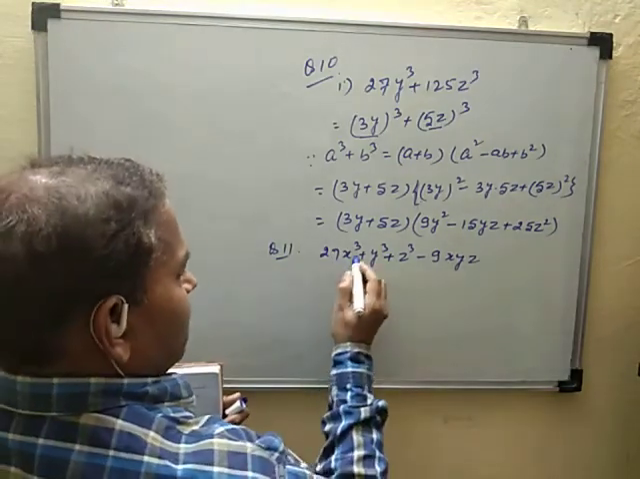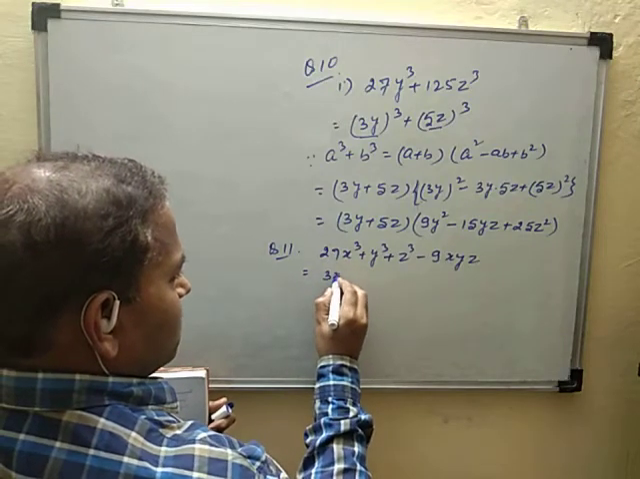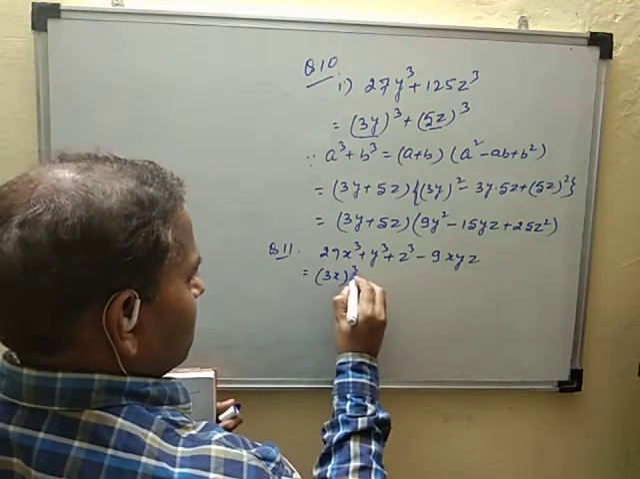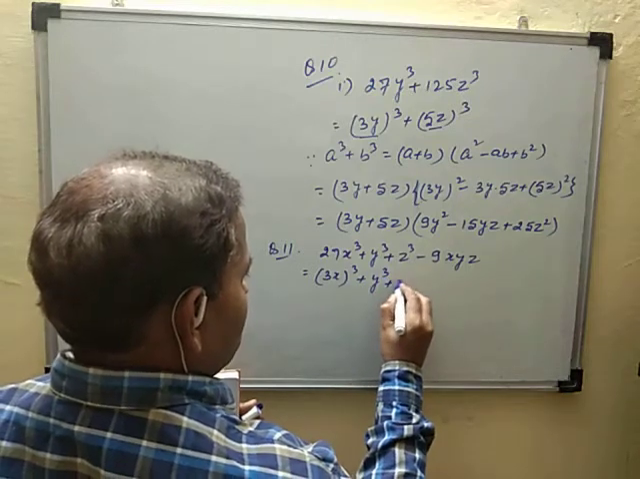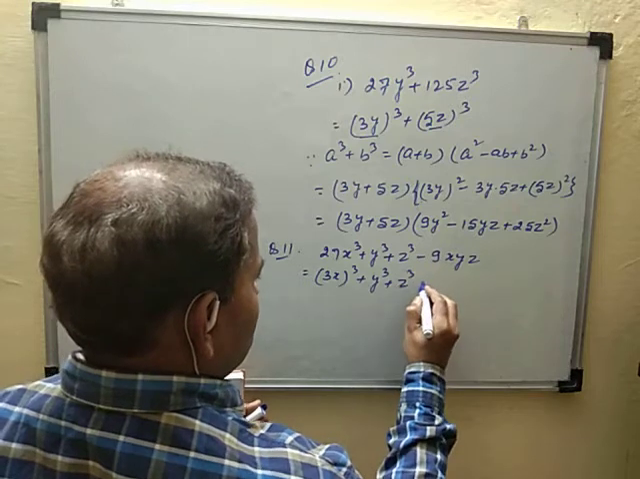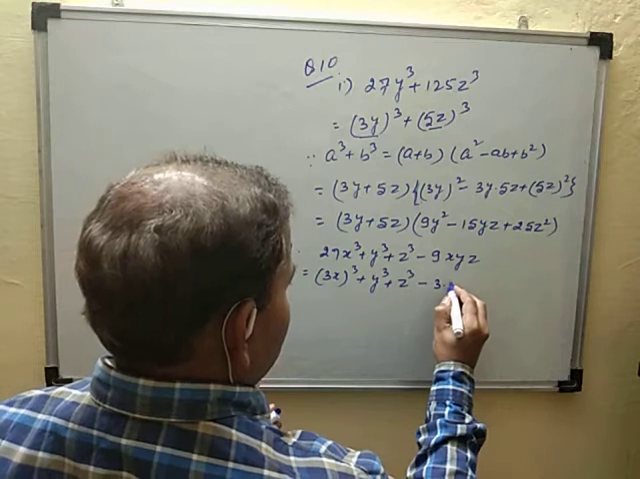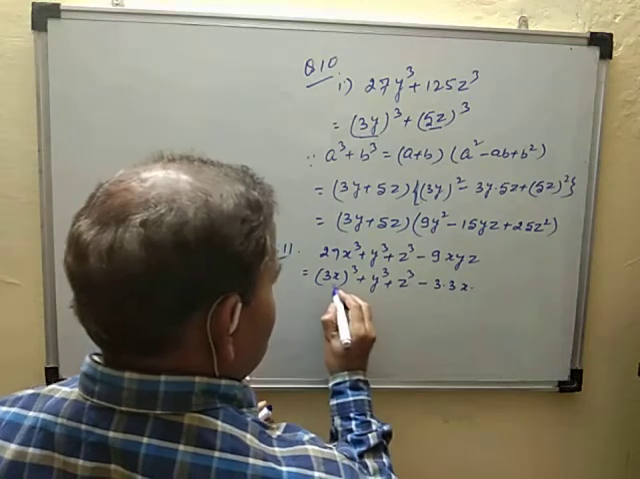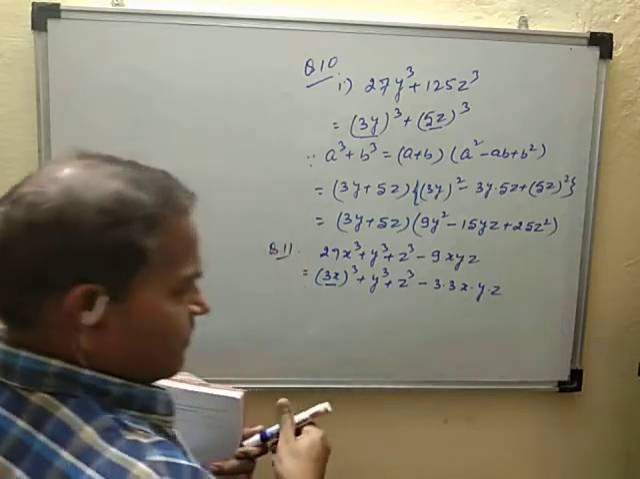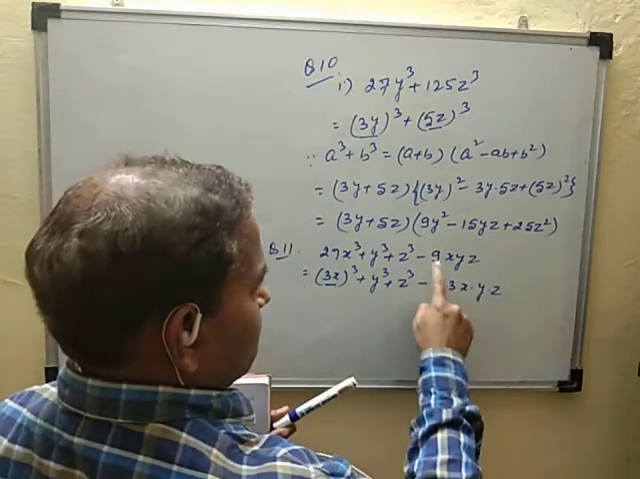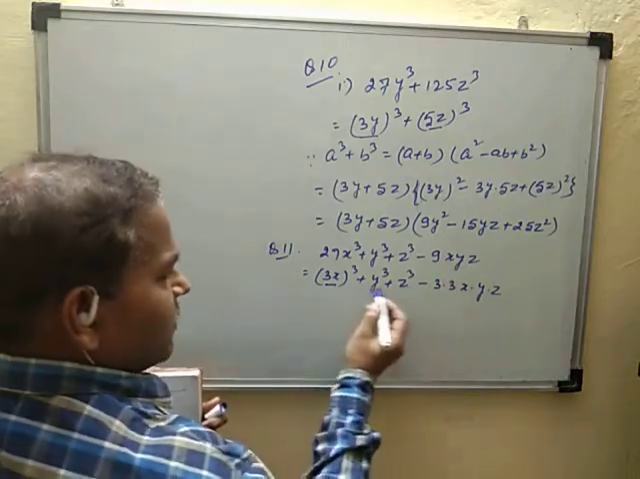So this 27x cube, 27 can be written as 3 cube, so this equals (3x) whole cube plus y cube plus z cube minus, this 9xyz can be written as 3 into 3x into y into z. Now simplify it: 3 into 3 gives 9xyz. Then use the identity x cube plus y cube plus z cube.